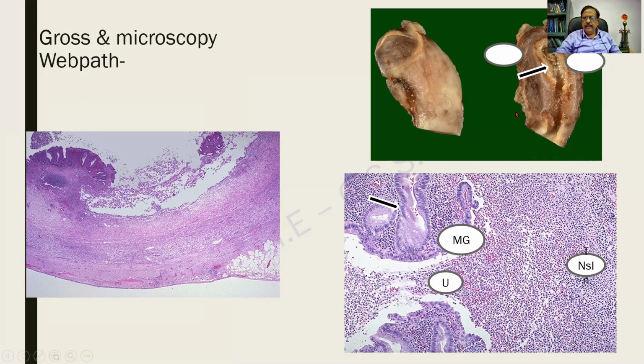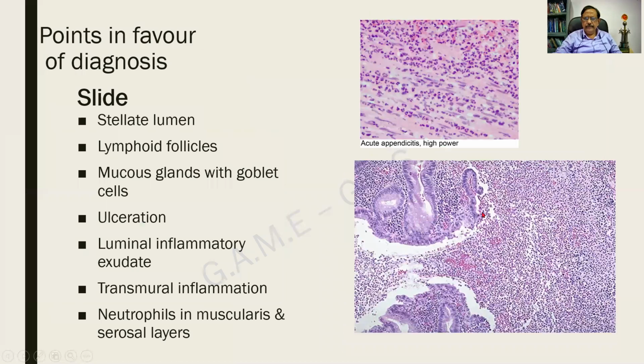And this particular slide is also important. I find that this is the external surface, and in the cut surface there is a thickening of the wall that can be seen and narrowing of the lumen. So what are the points in favor? What all should you people write?